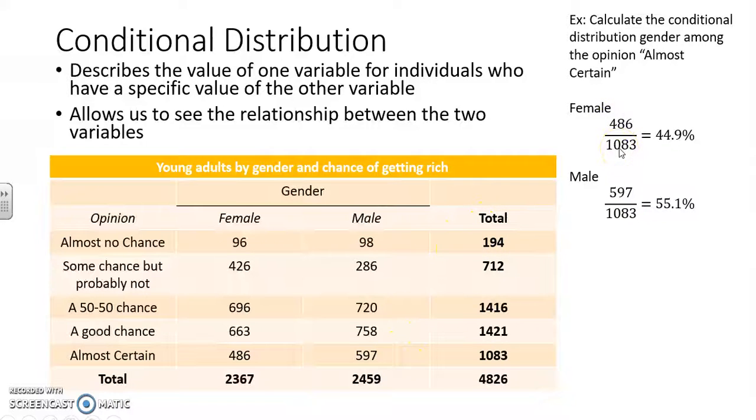I have my total is 10,083, and I find what percent of people who believe that it's almost certain that they would be wealthy are women. We get 44.9 and then 55.1%. And so that is a different conditional distribution that we were able to calculate from this table.